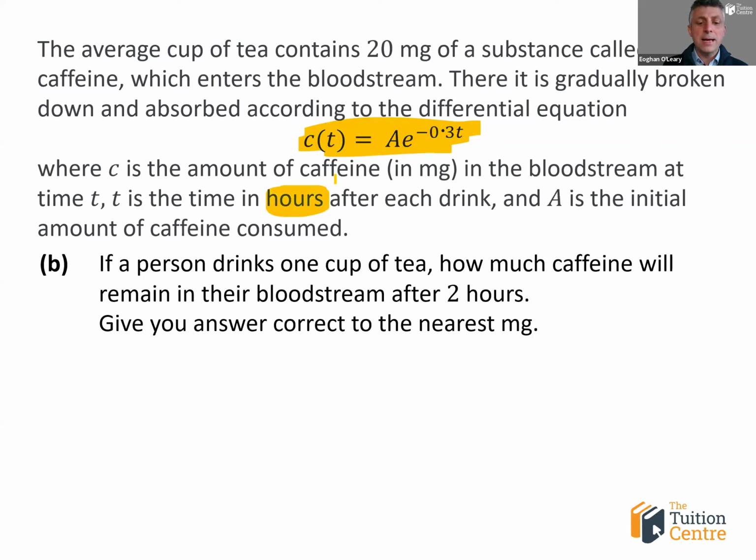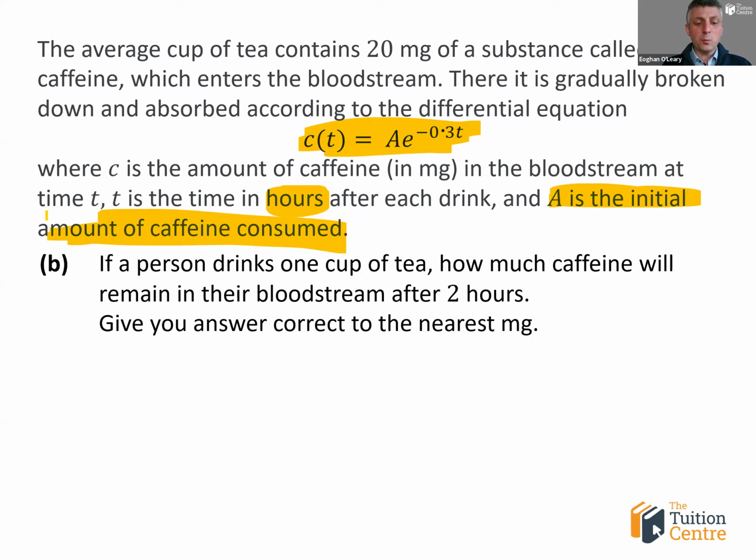It was minutes earlier after each drink. And A is the initial amount of caffeine consumed. And again, my understanding and my experience tells me that students, as they go through a question, can get a bit confused. This part of the question is completely separate from the first part. So if you just started at this part of the question, you'd be able to do it. But sometimes people get confused between the part A and the part B, we'll say.